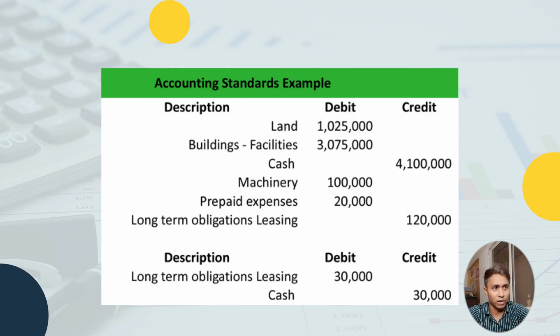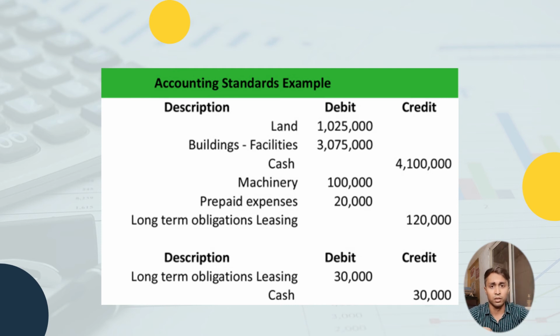Similarly, machinery is 1 lakh rupees, and the prepaid expense is $20,000 on the debit side, and the long-term lease is 1,20,000 on the credited side. So these were the entries for the given transactions. So this was the example for the accounting standard.